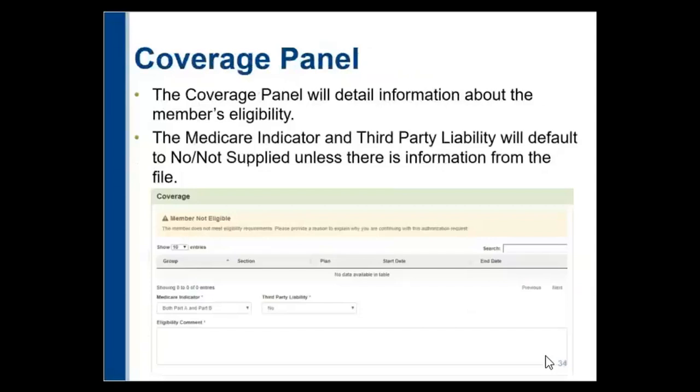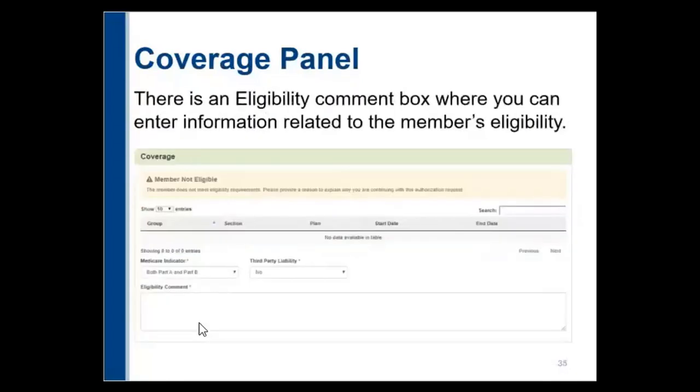After the dates have been entered, we'll move to the coverage panel, and this will list the member's Medicaid eligibility information. If the member does not appear to be eligible for services, you'll see the Member Not Eligible banner in this panel, and you're able to override this message and submit the review by entering a comment in the eligibility comment box listed down here. You're able to enter a message about why the member should be eligible to allow for the review to be submitted.